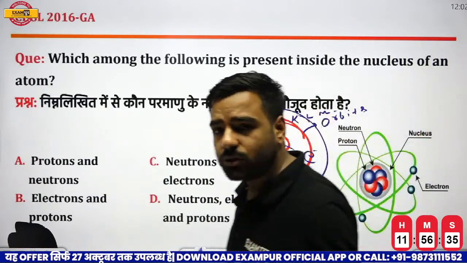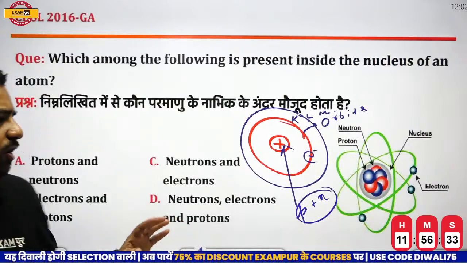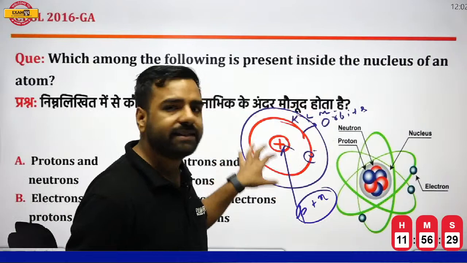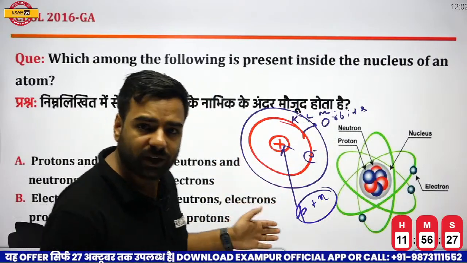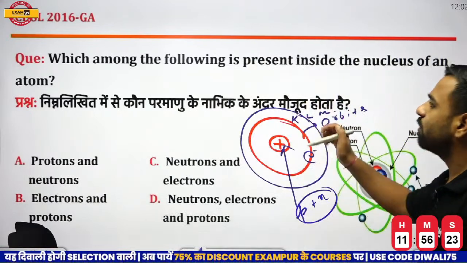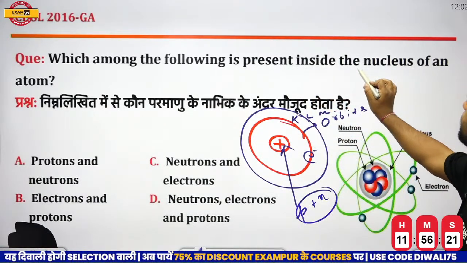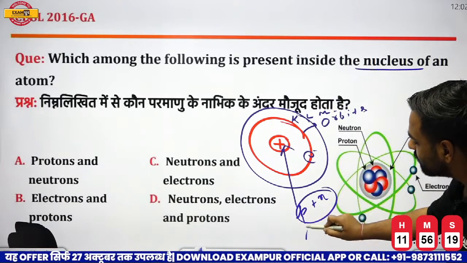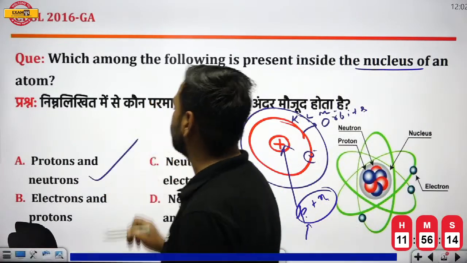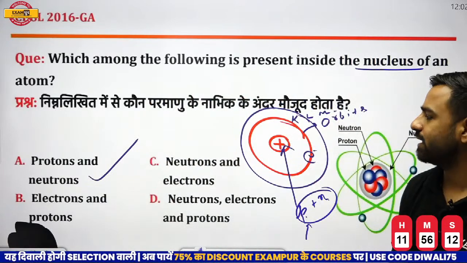Do not forget, electrons are not present inside the nucleus. They are present in these shells, which we denote by K, L, M, N, and so on. So the question was, which among the following is present inside the nucleus? Here we have protons and neutrons. So the first option, protons and neutrons, is going to be your correct answer.